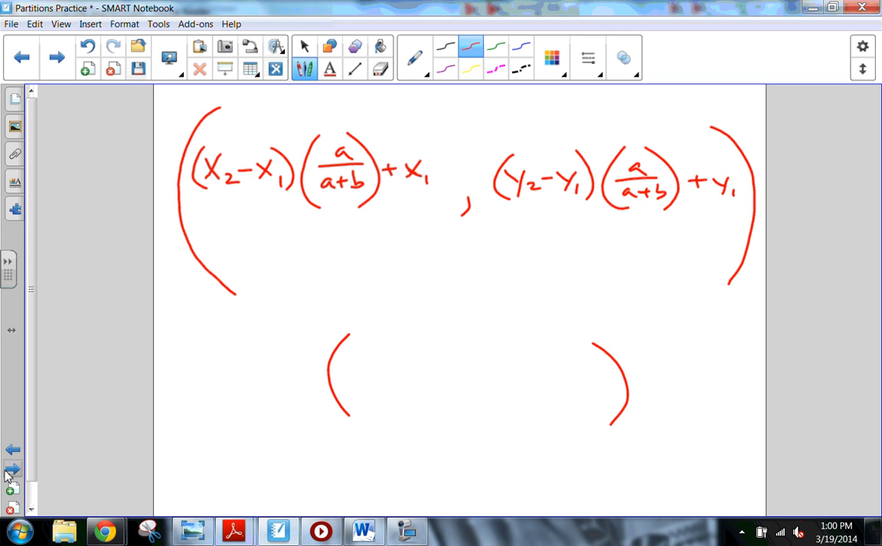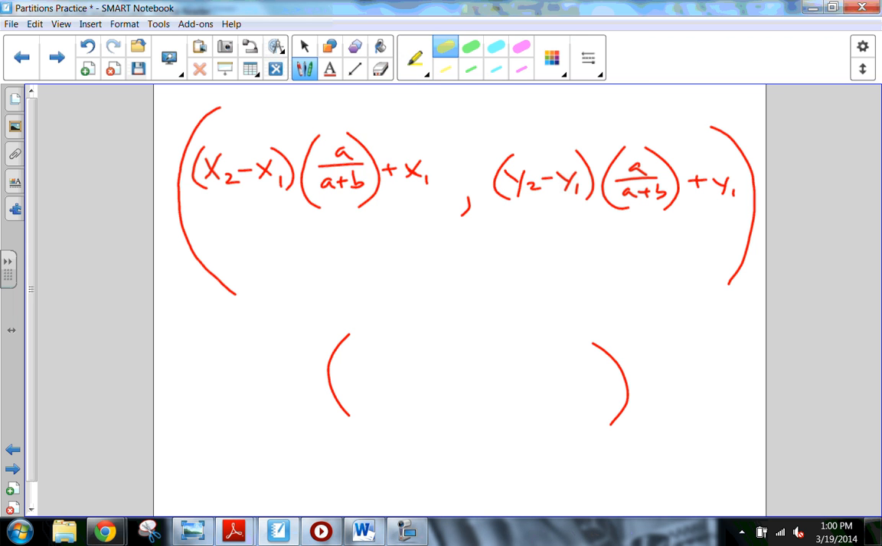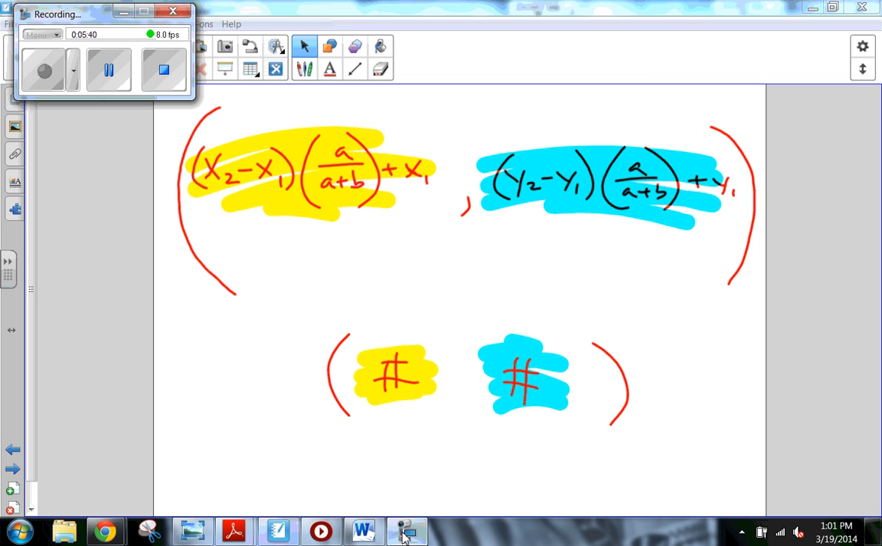Same thing, just like the midpoint formula, where you work out one side and put your answer right here, and then you work out the other side and put your answer right here. And you will get a coordinate pair in the end, a number here and a number here. So that's the idea of partitioning a line segment, and you can do that. Good luck.